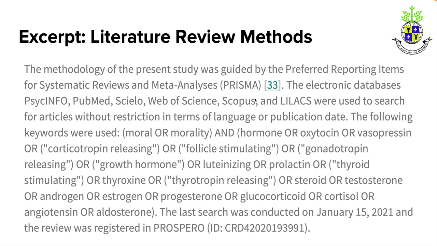And you can even retrieve the search results by going to this database called Prospero and entering the search ID that you have there in parentheses. That's the CRD 42020193991. So this is very detailed. They say, okay, here's how we went searching, and we followed the PRISMA guidelines. Here's where we went searching, those 6 databases. Here's the specific things we typed in. And here's when we finished doing that. And you can even check our work, check our search, because we saved it in Prospero.